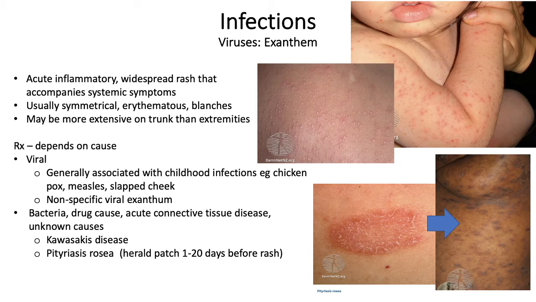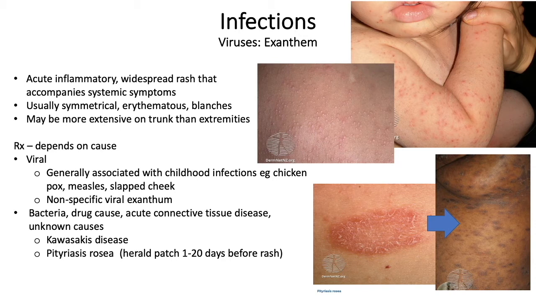The next type of viral infection is called Exanthem. And this is an acute inflammatory widespread rash that accompanies systemic symptoms. So for example, fever, malaise, headache, or abdominal pain. These are quite commonly seen in children. In general, the systemic symptoms occur before the rash. And the rash or exanthem is formed either as an immune response to the bug, or reaction to the toxin, or a drug, or an antigen.